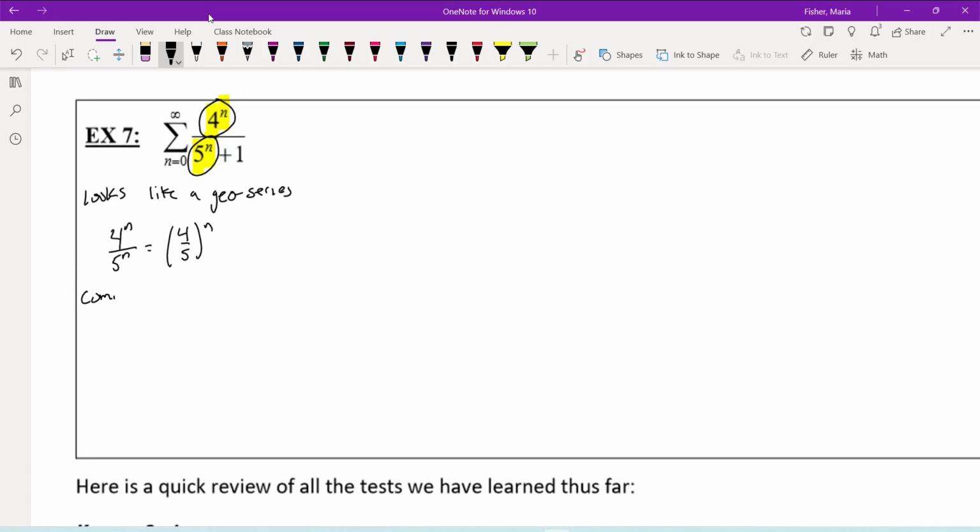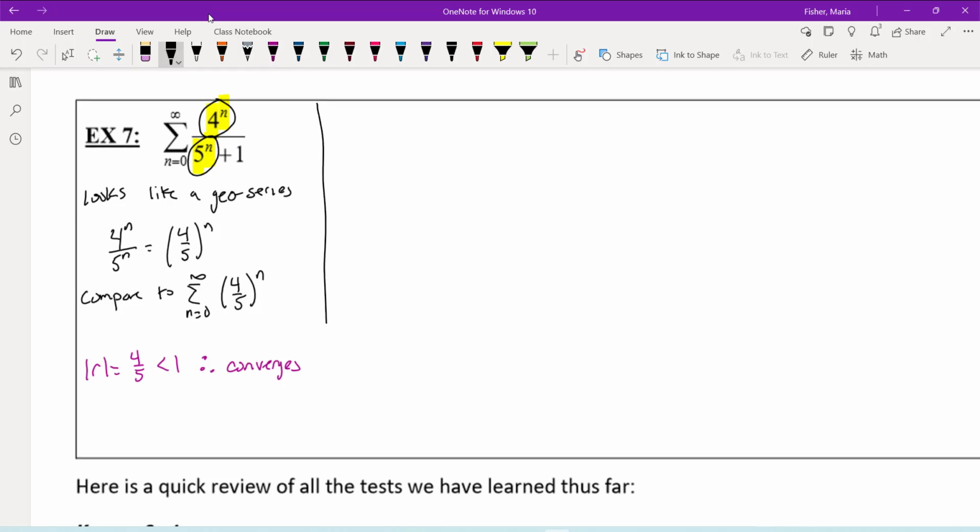So let's compare it to the sum from n equals 0 to infinity of 4 over 5 to the n. That's a geometric series. We know that the absolute value of r is going to equal 4/5, and 4/5 is a number that is less than 1. Therefore, we know that we are going to converge.